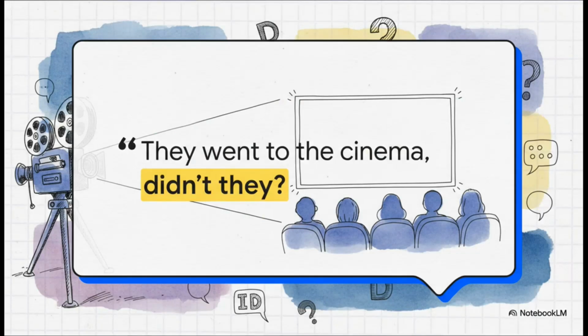And it's the exact same logic for the past tense. The statement is, "They went to the cinema." The secret helping verb for the simple past is always did. So we take did, flip it to negative, didn't, add the pronoun they, and you've got your perfect tag. Didn't they?